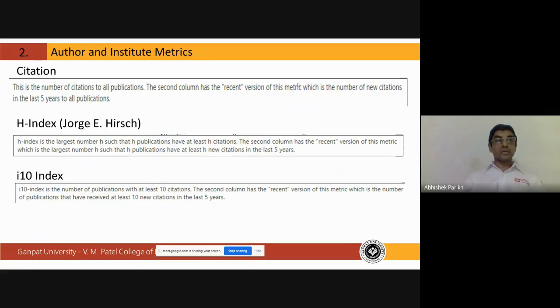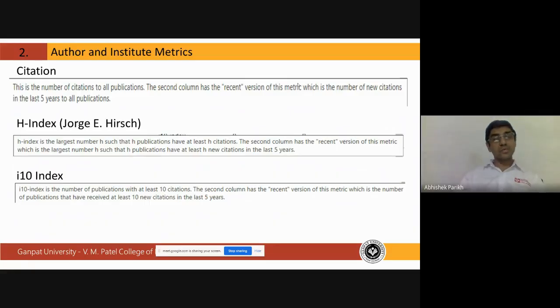So first of all, let's try to understand the different ways of quantifying your research work or research contribution. The first is citation. It is simply calculating the total number of citations. I will show one example once we discuss all three methods of calculating research contribution by a particular researcher. In Google Scholar, you may get citations, H index and i10 index, and there are two columns given by Google Scholar.